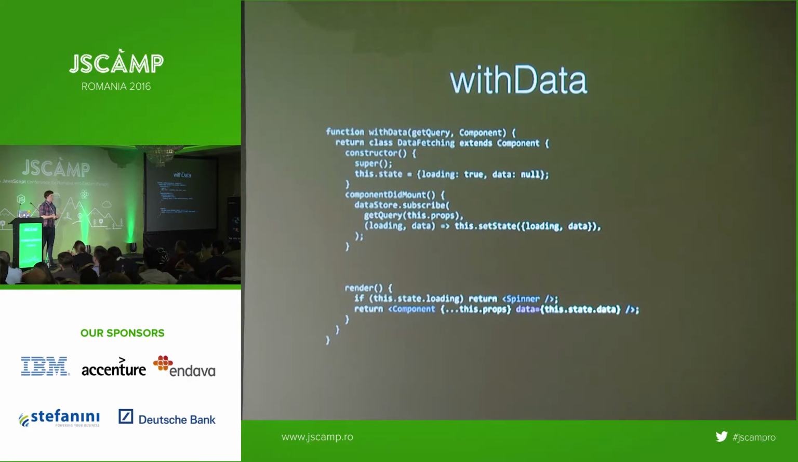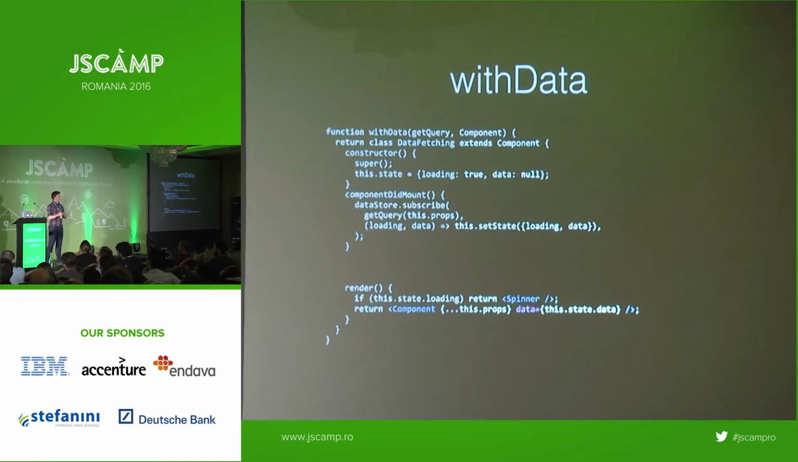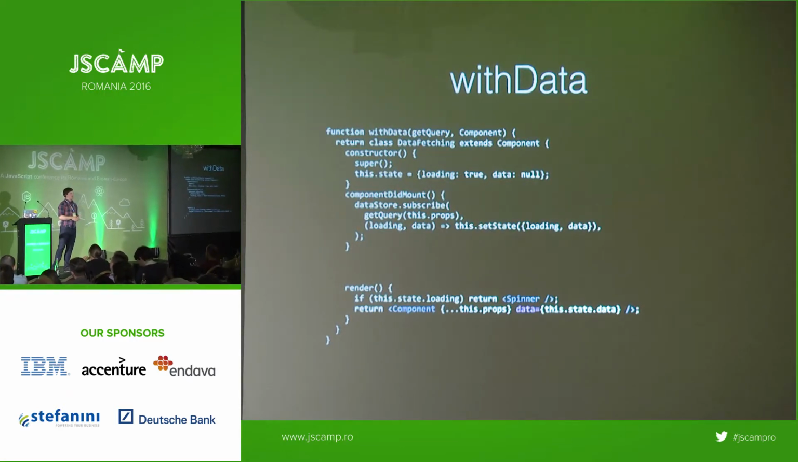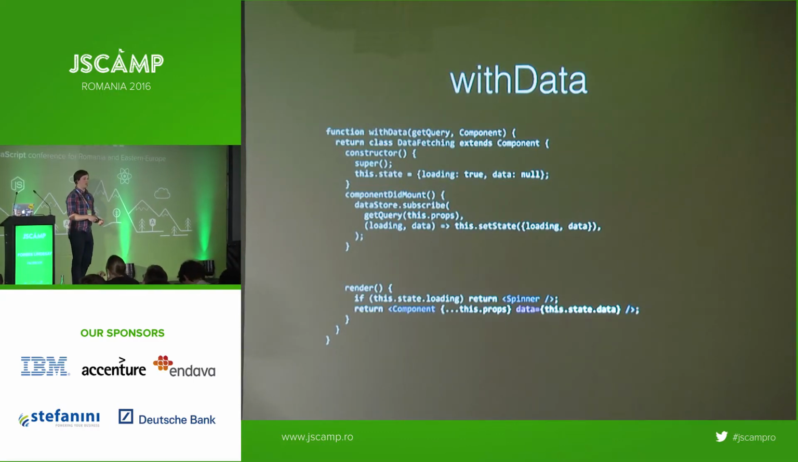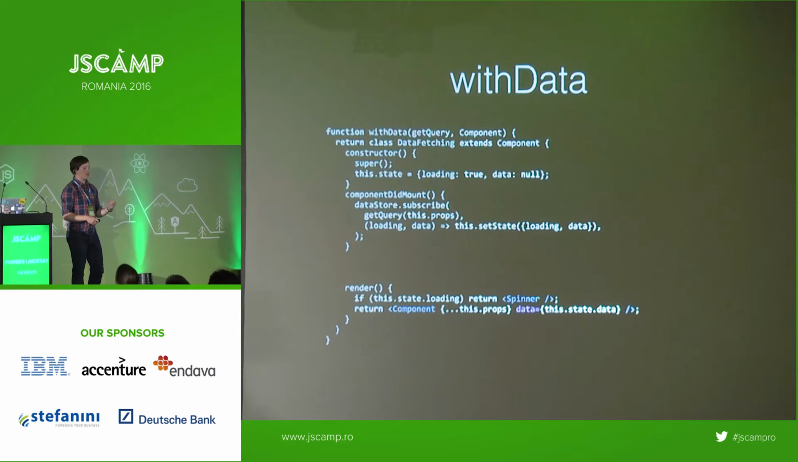So I've created this new component. I'm going to call it the Datastore, and that's going to give me a central location to manage all of the data in my application. And now, instead of directly requesting data from the server, my component subscribes to some query on this data store, on this central data store.